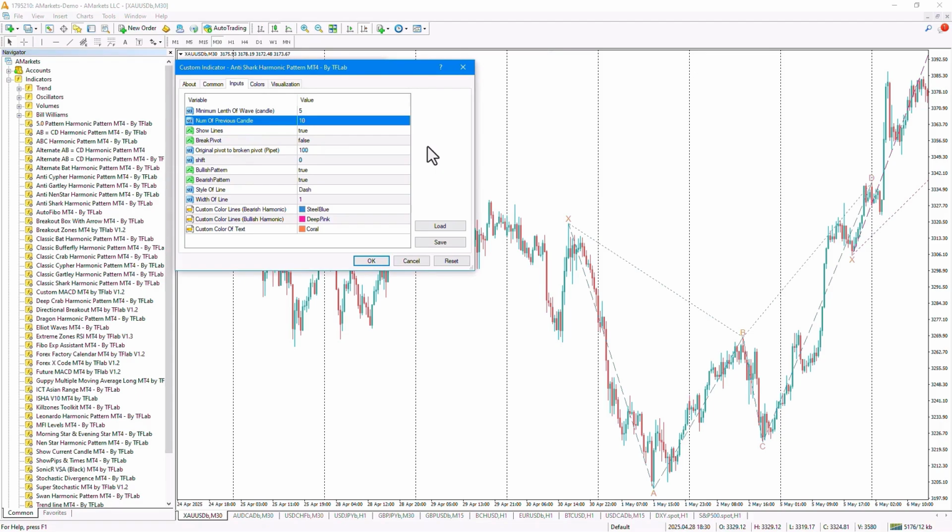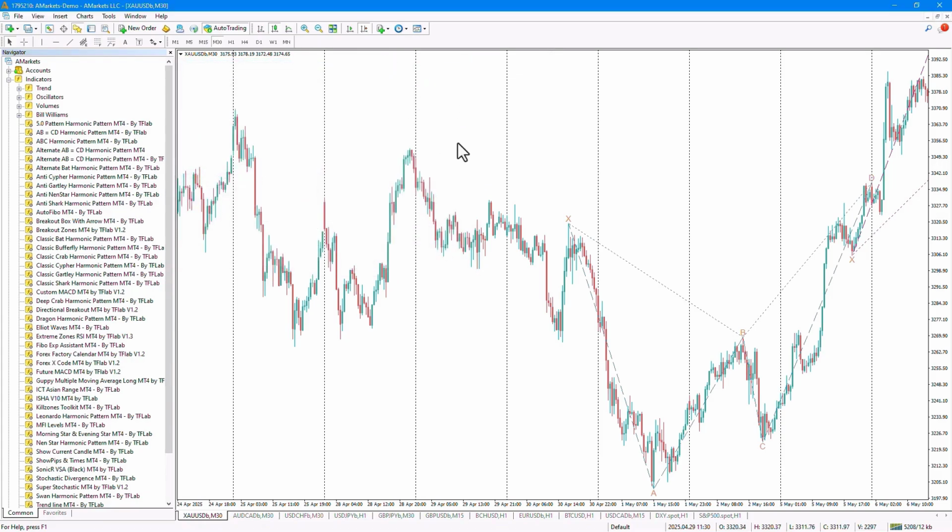The next point you should pay attention to is the values you set in the first 2 options. The larger these numerical values are, the larger the harmonic patterns that are identified will be. In order to identify relatively suitable patterns on the chart and have them displayed for us, it's better to set more appropriate values here.